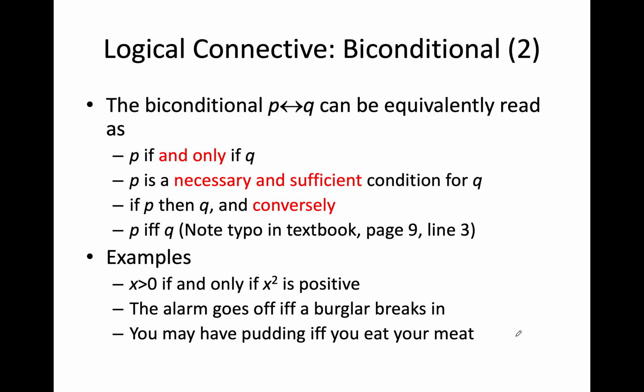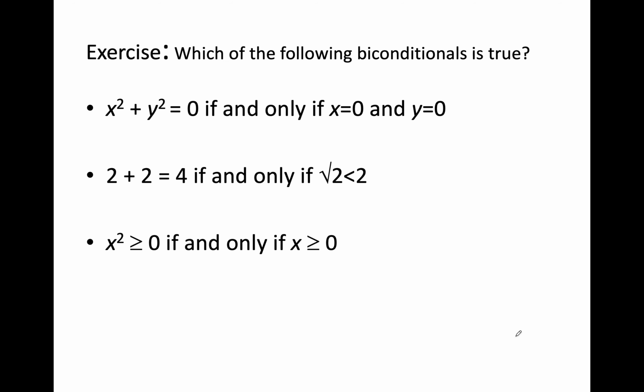Then you have biconditional too. The biconditional p if and only if q can be read again in different ways. So an example is x is greater than 0 if and only if x square is positive. The alarm goes off if and only if a burglar breaks in, and such.